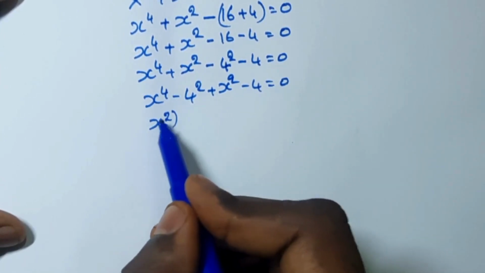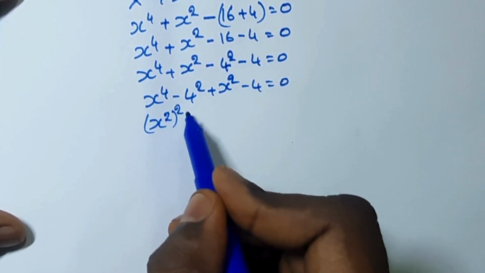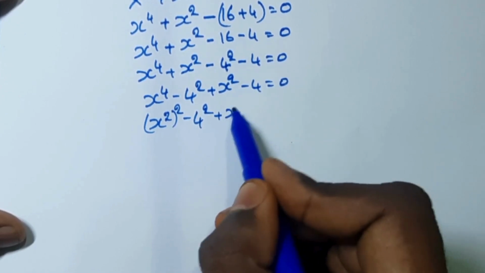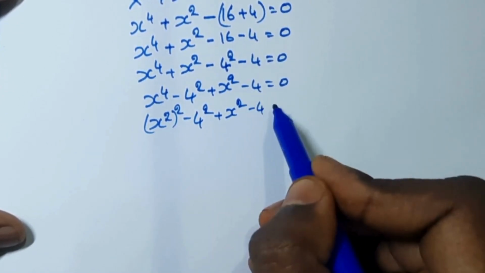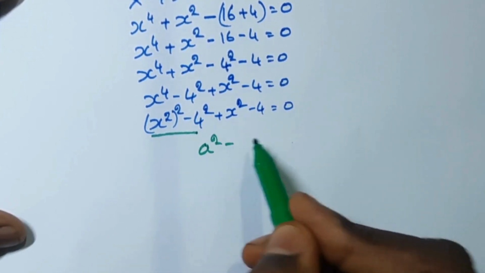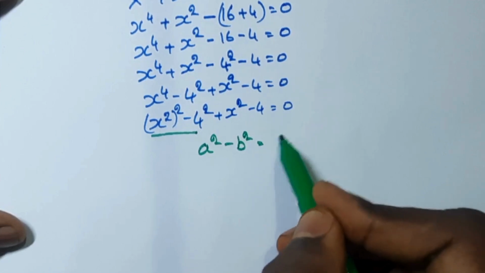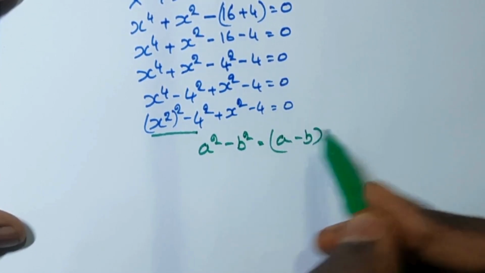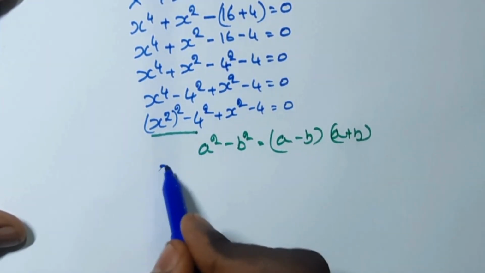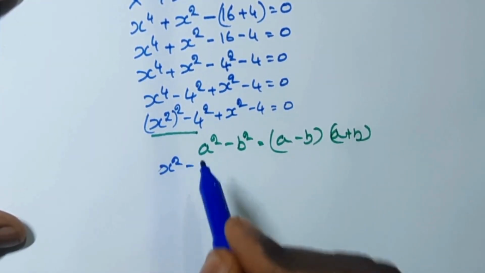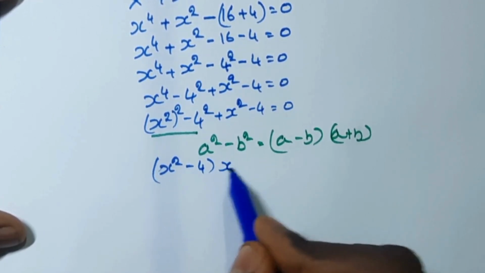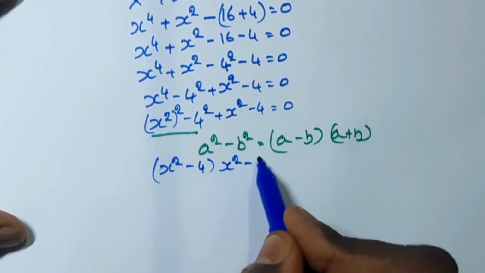x to the power of 4 can be written as x square whole square, minus 4 square, plus x square minus 4 equal to 0. This looks like a square minus b square equal to a minus b, a plus b. We are going to apply here x square minus 4, x square plus 4.